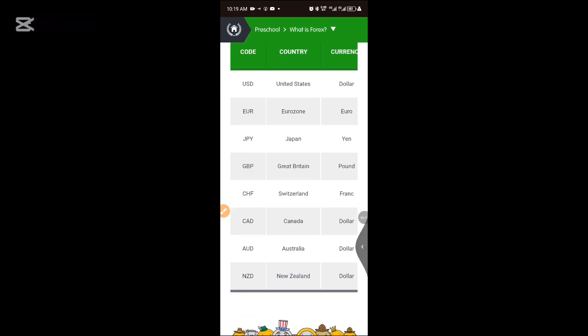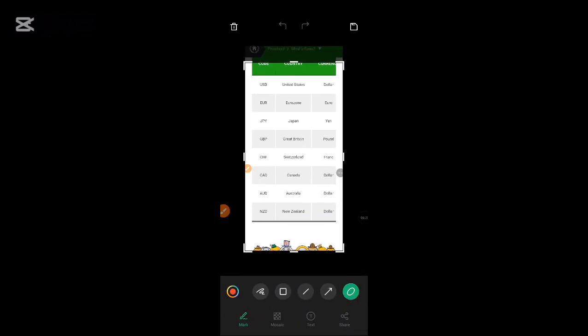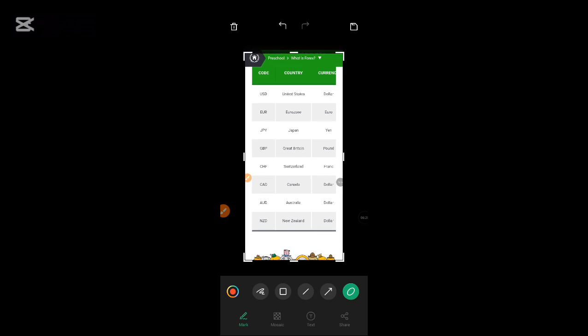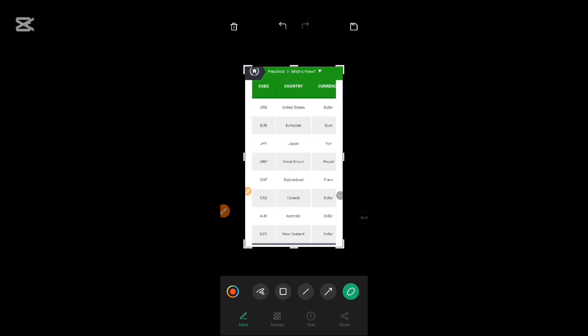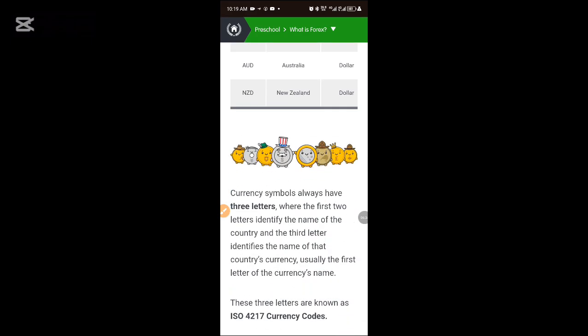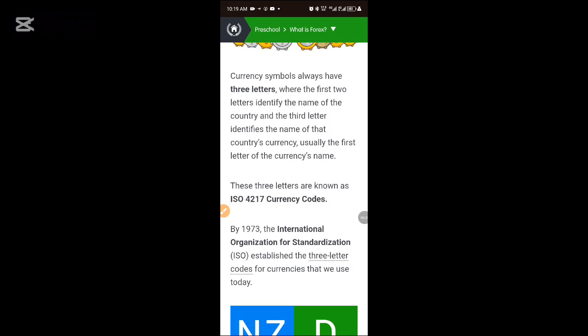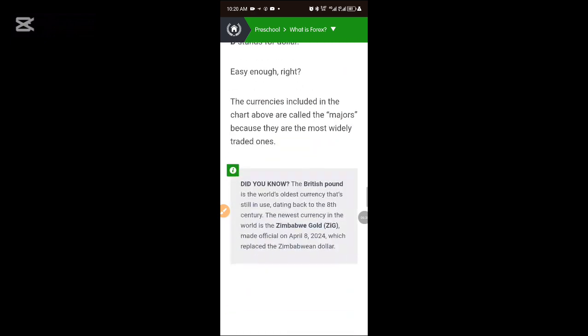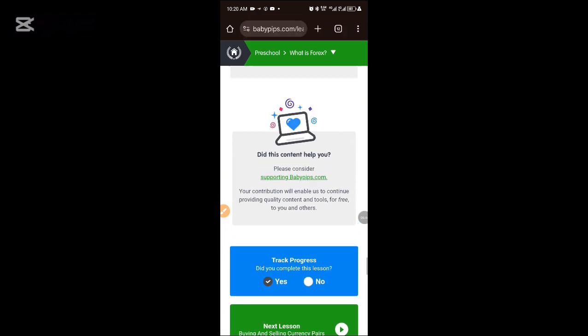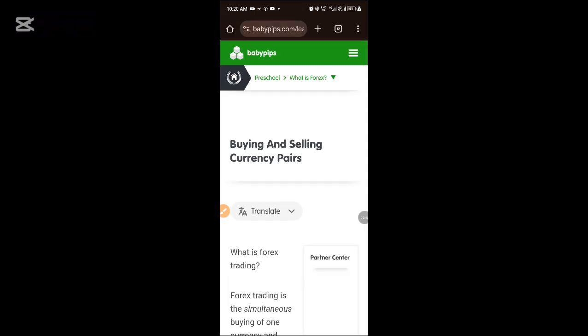I will take a screenshot and drop it for you. Don't worry, guys, this is going to be very interesting as we continue learning. This is just the introduction part. When we start making the money, that is when you will know that what I'm explaining is even simple. So please just listen and grab the knowledge. There's nothing much in this aspect.